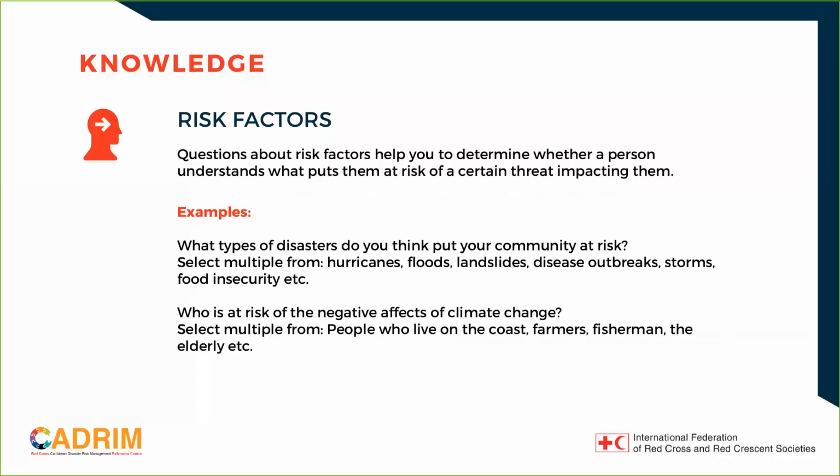So not just an understanding of the thing that causes the risk, but who may be affected by the risk. And here it says select multiple from people who live on the coast, farmers, fishermen, etc. So as you can see, these ones are pretty basic, but they build upon each other. So you start with, do they have an understanding of the threat? And then do they know what puts them at risk?